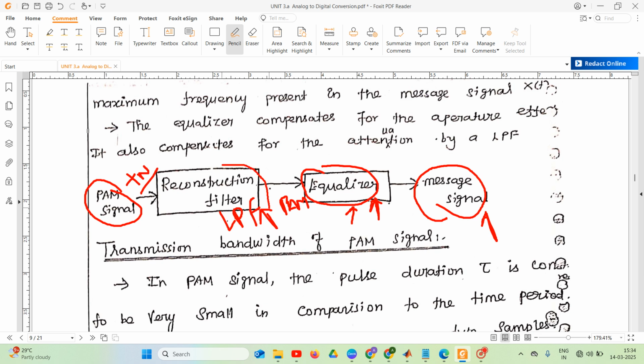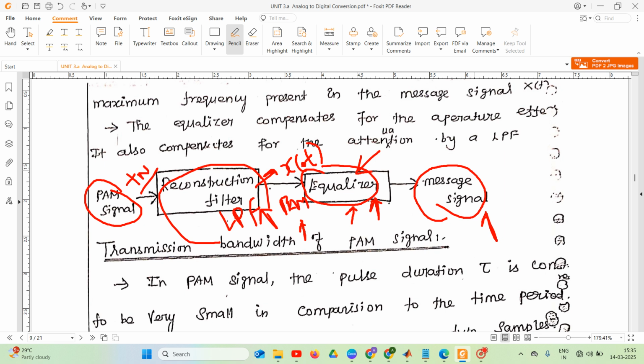One more thing: here we are using the low pass filter in order to get my original signal, and also in order to remove noise. So in order to remove noise and get my original signal from the PAM signal, we are using the reconstruction filter. During that time, attenuation occurs. Attenuation means reduction of amplitude, right? So in order to overcome the problem of attenuation and aperture effect, we are using the equalizer. So finally, we will get the message signal, right?